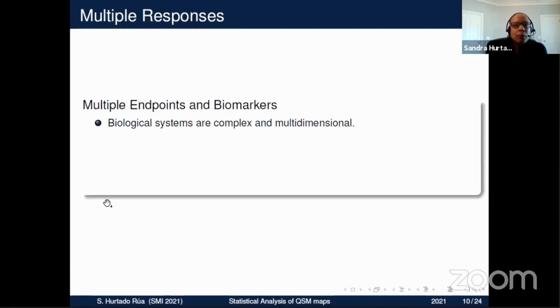So a challenge that we have here is that we may have multiple endpoints, so now vector endpoints, or multiple biomarkers. Why is that? Because of course the systems are complex and multidimensional.